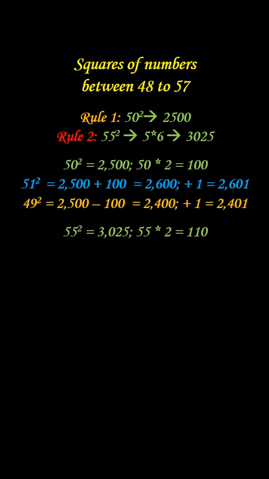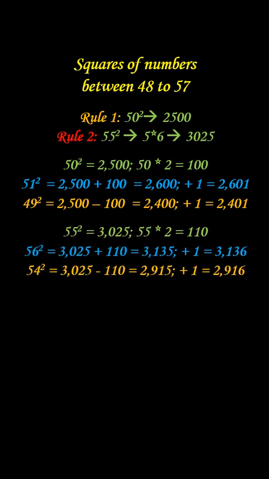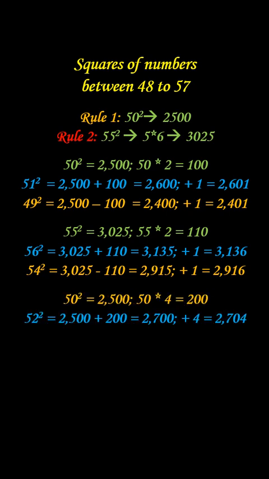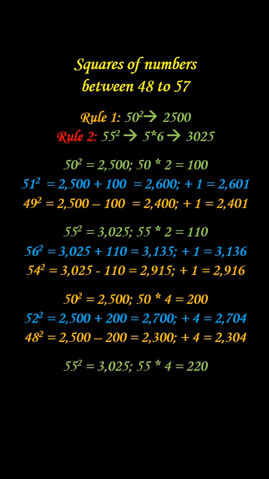Like that, we can get for 56 squared is 3136. 54 squared is 2916. 52 squared: 50 squared is 2500 and 50 times 4 is 200. So we get 2700 plus 4 is 2704. 48 squared is 2304.